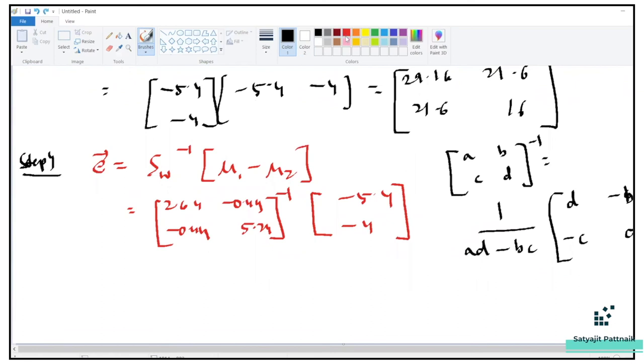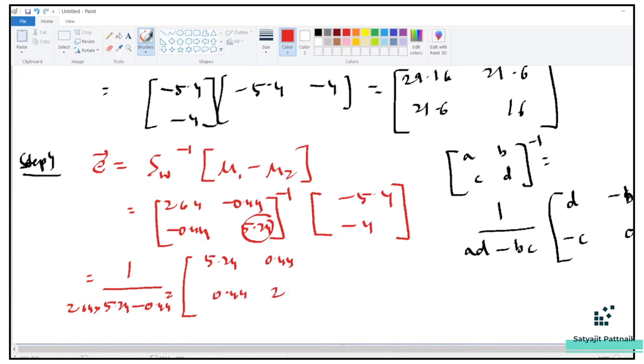Let me take the red paint again. This value is nothing but 1 divided by 2.64 into 5.24 minus 0.44 square, multiplied with 5.24. So this is my D, right? Minus B, 0.44, minus 0.44, and 2.64. Multiplied with minus 5.4 and minus 4. Let's keep this part aside.